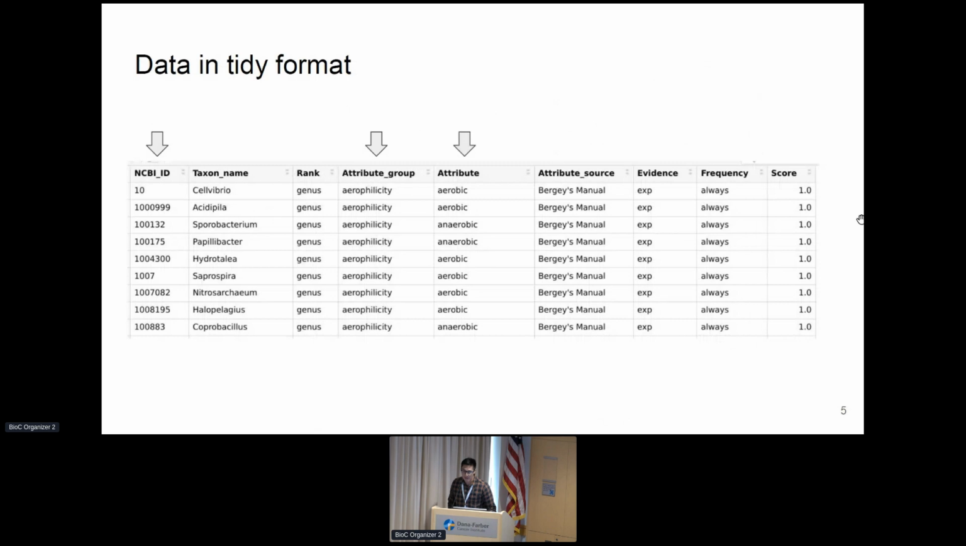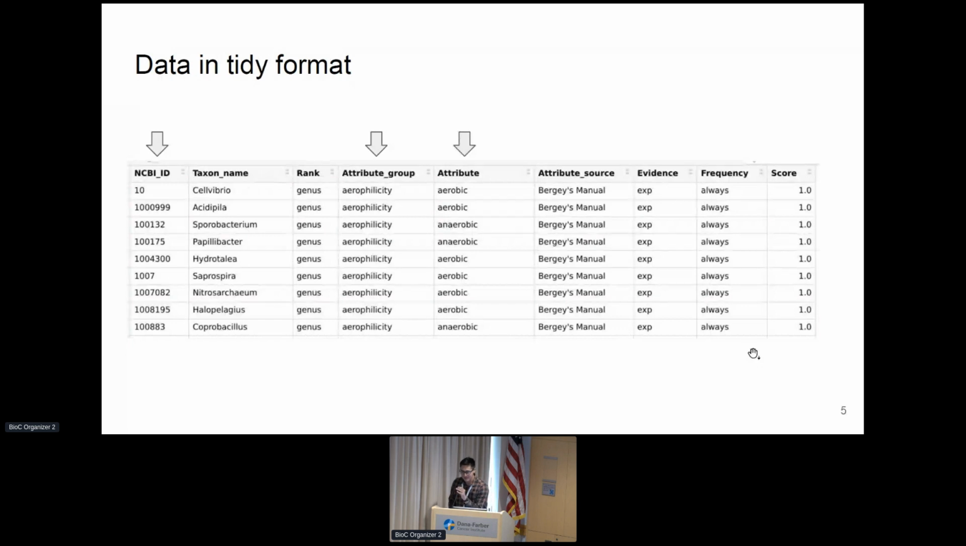You can find the data there as CSV files or GMT text files. This is an example of how the data looks. I would just like to highlight 3 columns here to understand the rest of the figures, which are the NCBI IDs, which are basically the tax IDs of the NCBI. We have the attributes, which are the actual values that will define the sets or the annotations. And these are grouped into attribute groups. We also use these attribute groups to enclose mutually exclusive attributes.